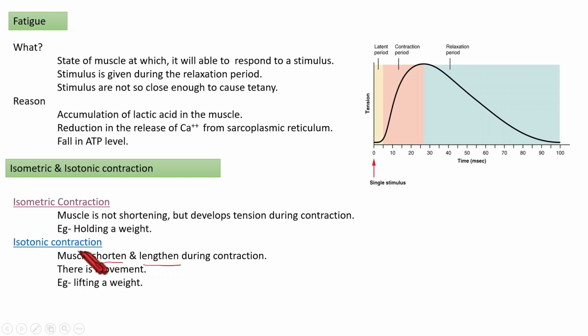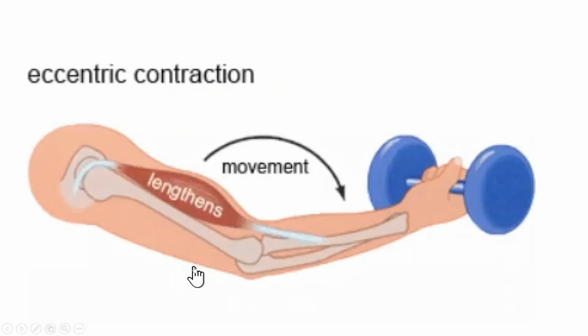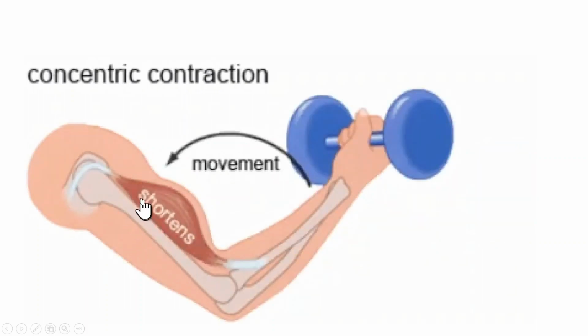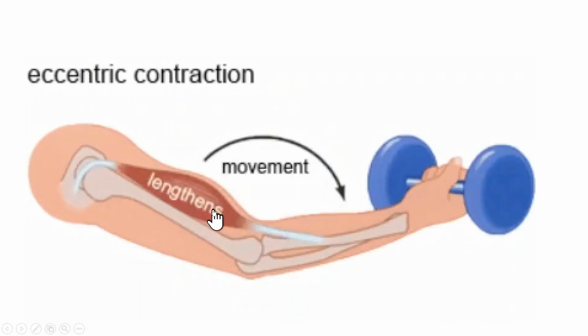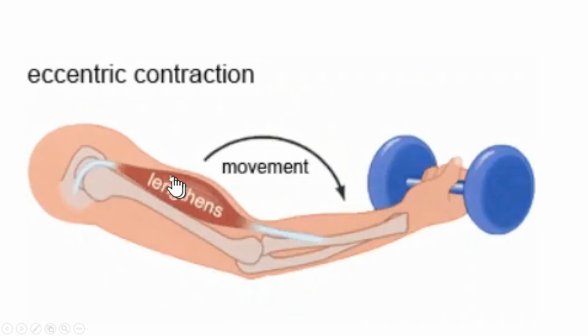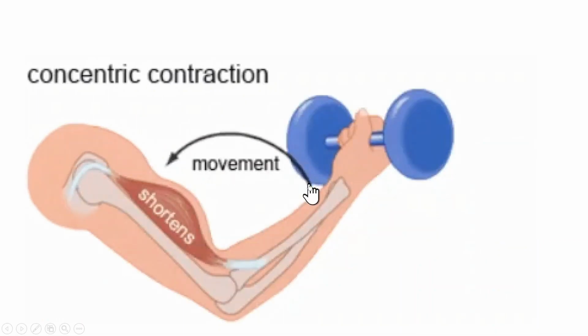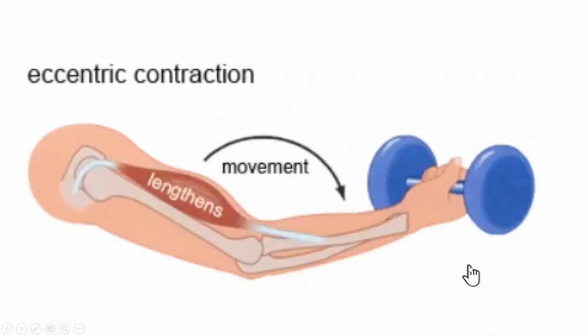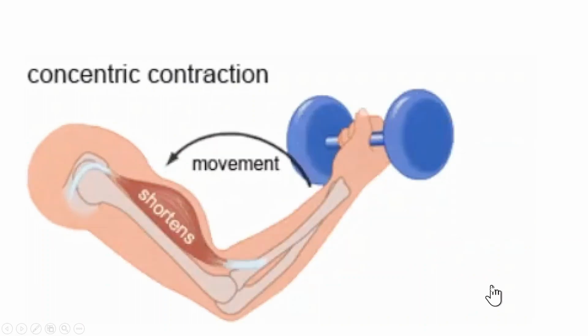Anyway, I am going to show you a small animation to understand isotonic contraction better. Here, the muscle is shortening, then lengthening. Shortening is called concentric contraction. Lengthening is eccentric contraction. Movement also is there. Okay. I think it is very clear to you.